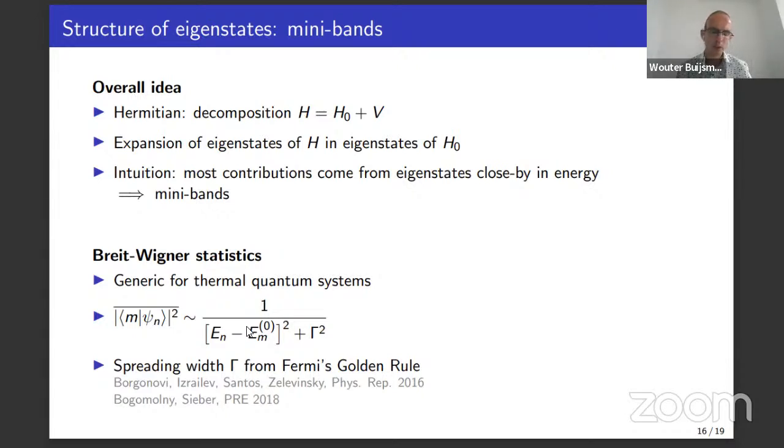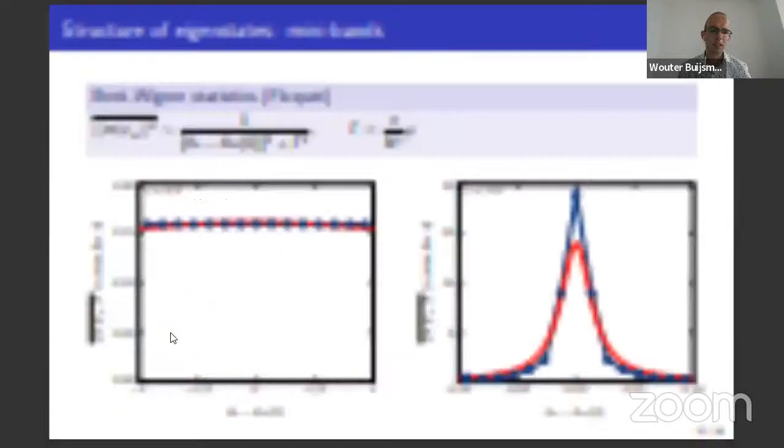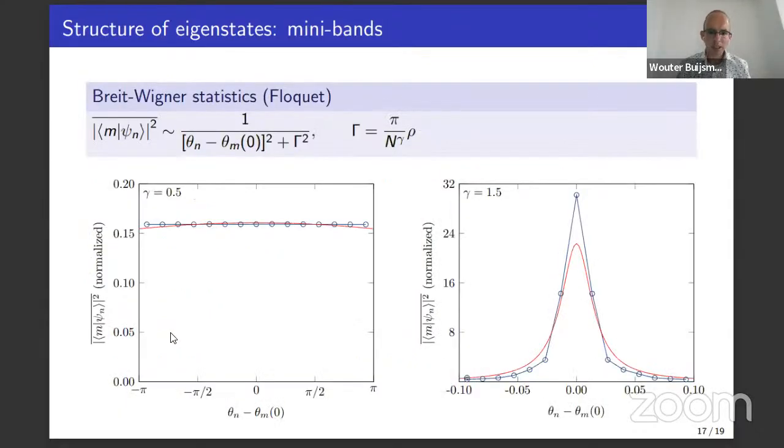And it was shown actually by Bogomolny and Sieber in 2018 that these statistics also apply to the Rosenzweig-Porter ensemble, even in the fractal phase. So not only in the ergodic phase, but also in the fractal phase. Okay, this is what we got numerically. This is the same equation I showed before, but with the energies replaced by the eigenphases, because now we are looking at the Floquet system. If you use Fermi's golden rule, then you can show that this is the spreading width.